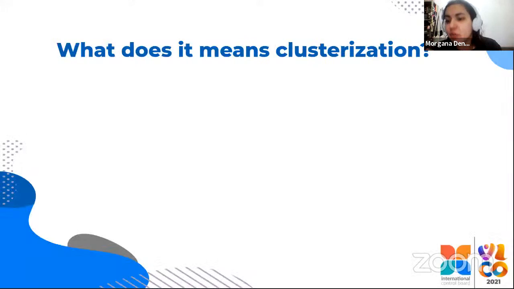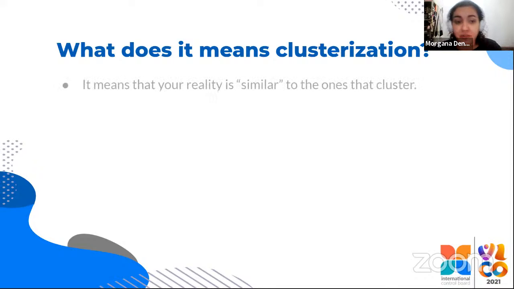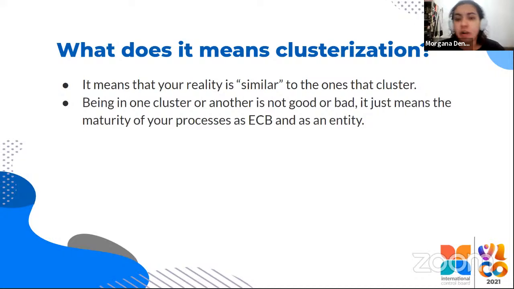So when we clusterize, we group them together in order to understand how we can help them better, and at the same time have this exchange of good case practices or even implementation of processes. Being in one cluster or another is not good or bad. It just means the maturity of your process as an ECB and as an entity. Some people say, oh, my cluster is the best, like cluster 1 is the best, but in the end, all clusters are equally fine, except when you have cluster wars. In the end, they only represent the status of the development of the ECB of your entity.